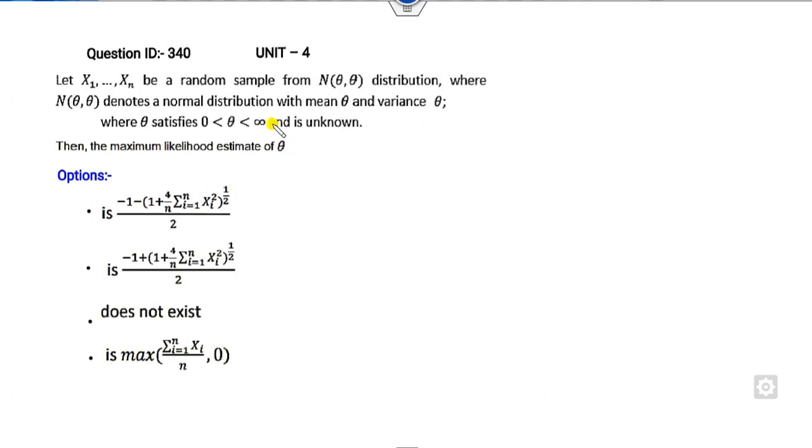Okay, again this xi follows the normal distribution with mean and variance. Remember, the first term is always the mean, the second term is the variance. Fine. And it's a normal distribution and theta is a positive number. Then which of the following is the MLE? That's very simple. So how can you define the MLE?